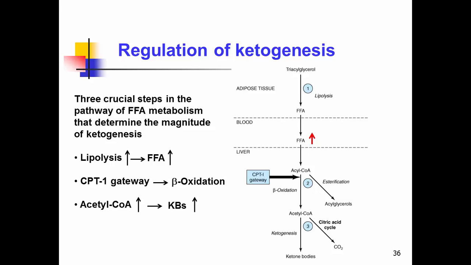So try to remember these three key steps that control ketogenesis by controlling the availability and oxidation of fatty acids. Again, this is lipolysis, blood levels of fatty acids, and the fatty acid transporter for oxidation, CPT1. Right. Any questions so far?